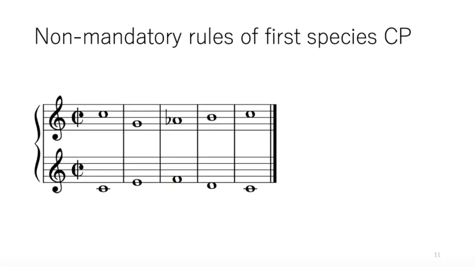We next listen to an example that breaks a non-mandatory rule. This example sounds odd, but probably not as bad as the previous one. The issue is that we have a chromatic note, a note that is not a member of the C major, in the counterpoint line. Chromatic notes are allowed in counterpoint, but they do not make sense in all contexts, so they are generally not preferred.